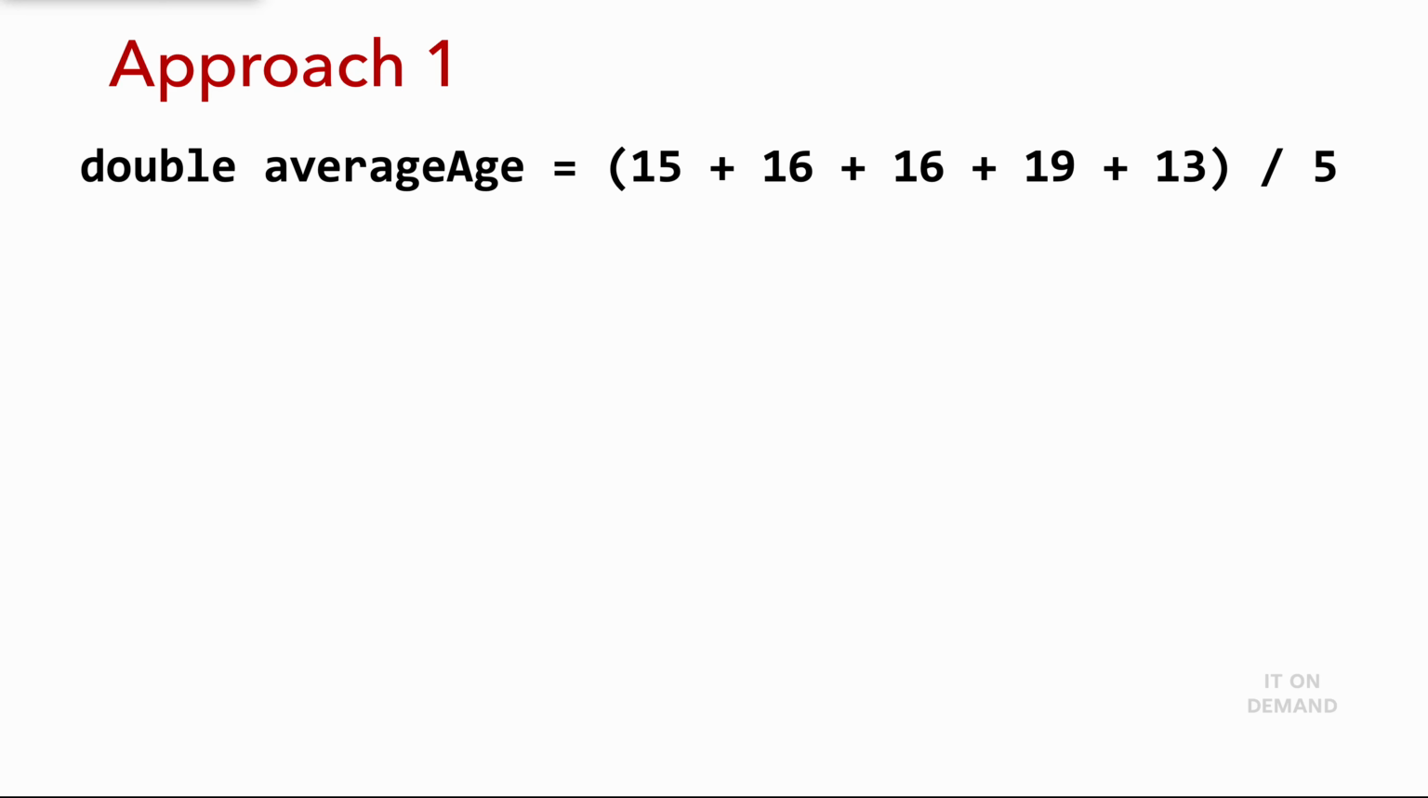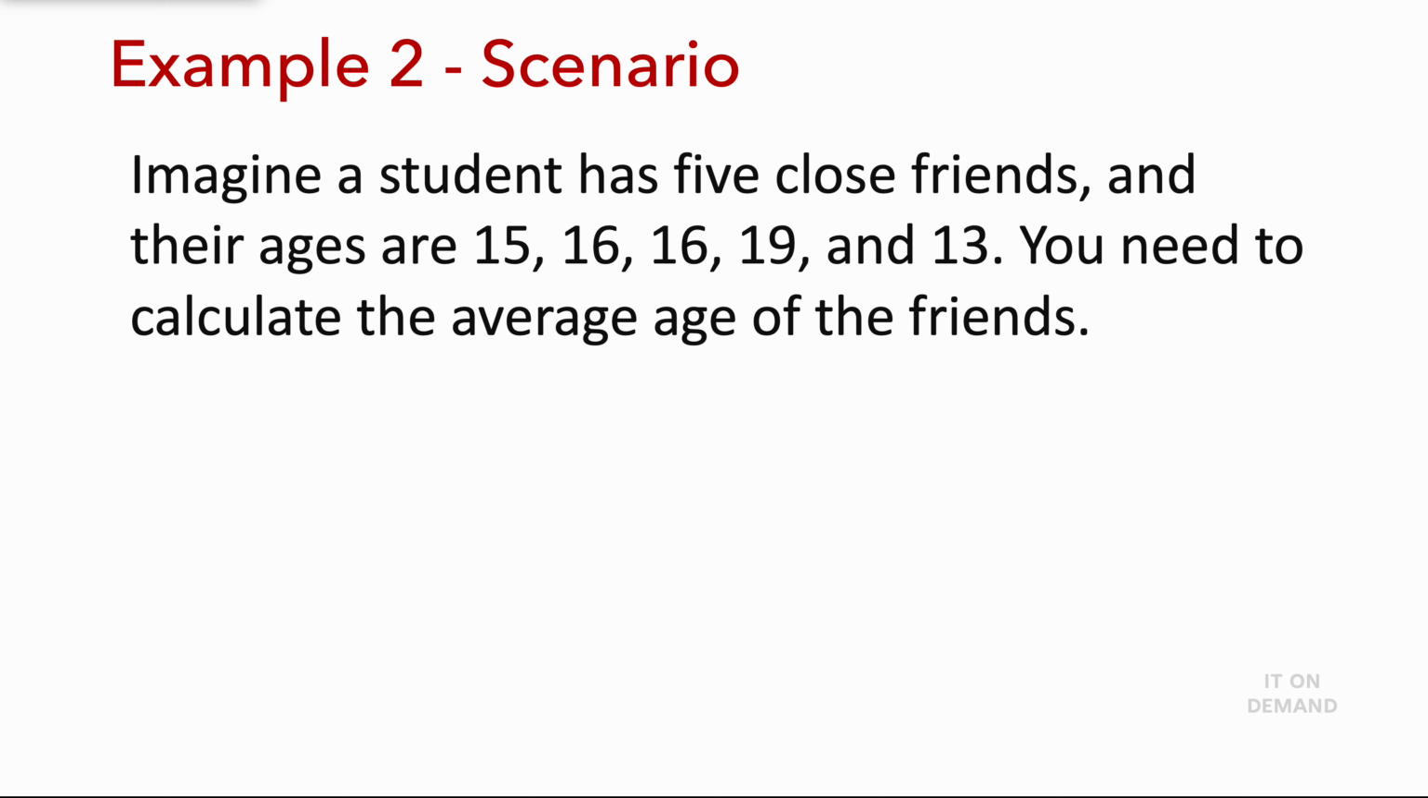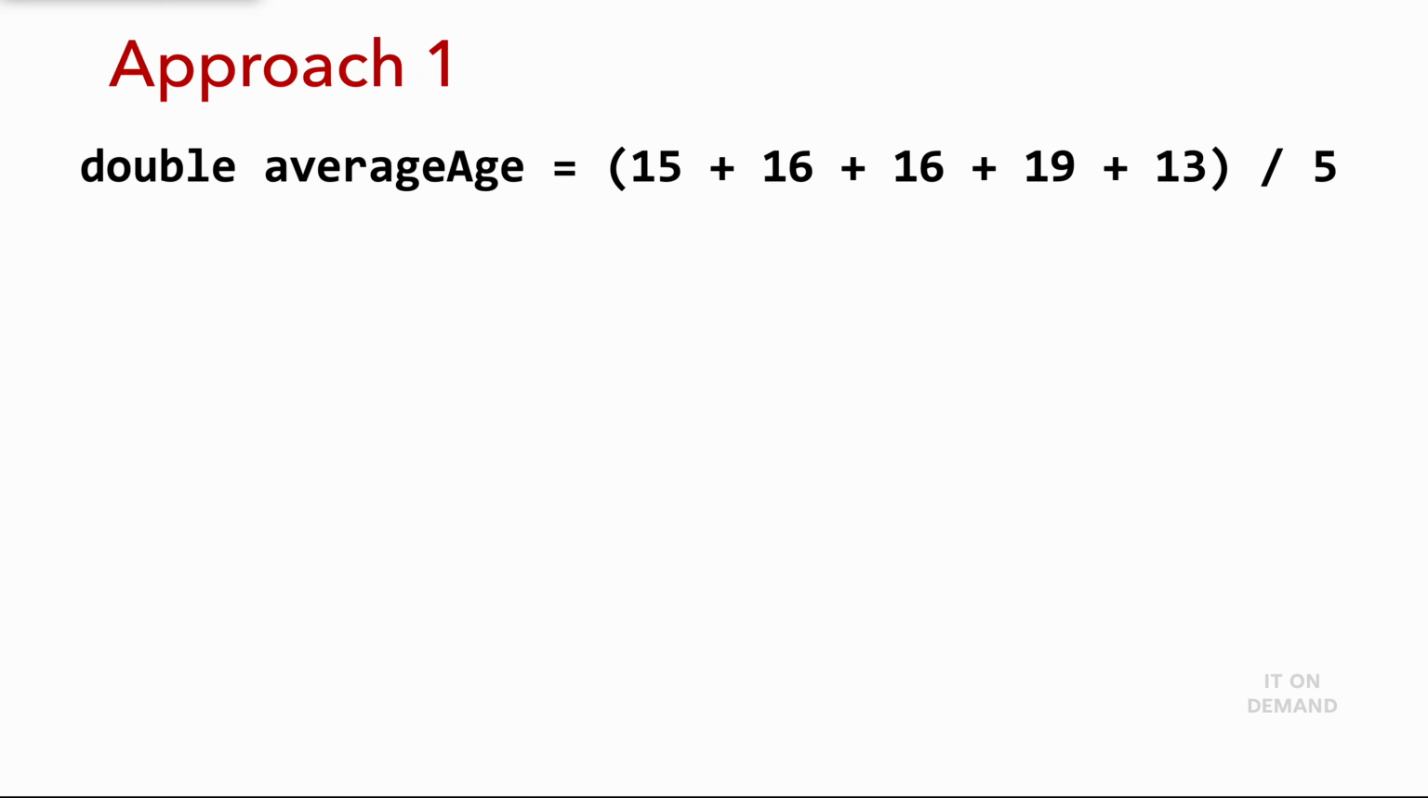Probably one of the things that you would think of would be, this is very simple, right? We can just say double age, average age equal to 15 plus 16 plus 16 plus 19 plus 13. Everything divided by 5 should give us the average. And easy peasy, we're done, right?